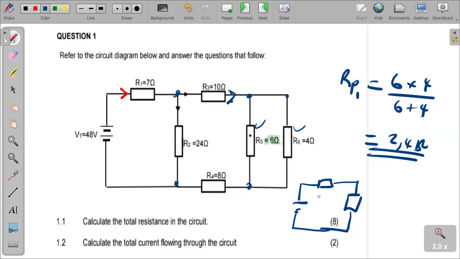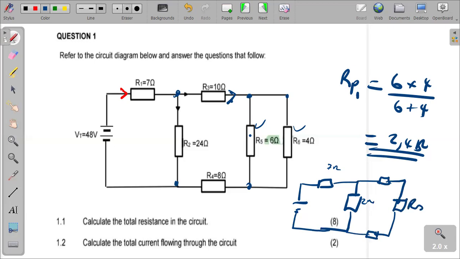This is the 7 ohm resistor. This is the 24 ohm resistor, R2, and this is resistor R3. I will not label them again. I'm just trying to show you how the circuit now looks. This is RP1, the resistor we have called RP1. Apparently, this is R4. This is how our circuit looks.